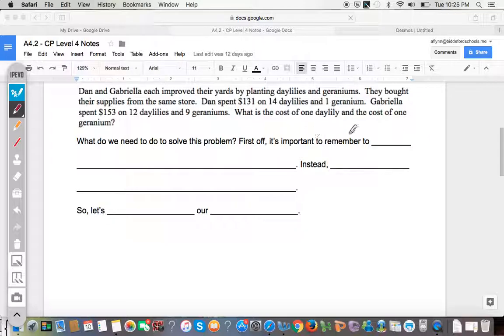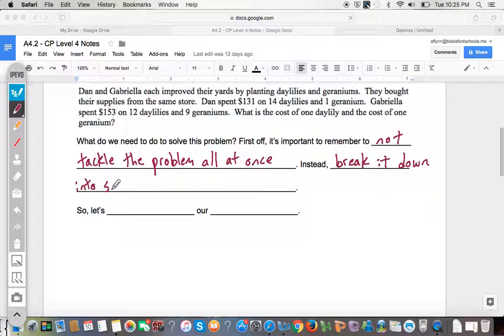Okay, so I know a lot of people just look at this and they find it very intimidating. Lots of words, lots of information. So, first off, it's important to remember to not tackle the problem all at once. Instead, break it down into smaller, more manageable parts.